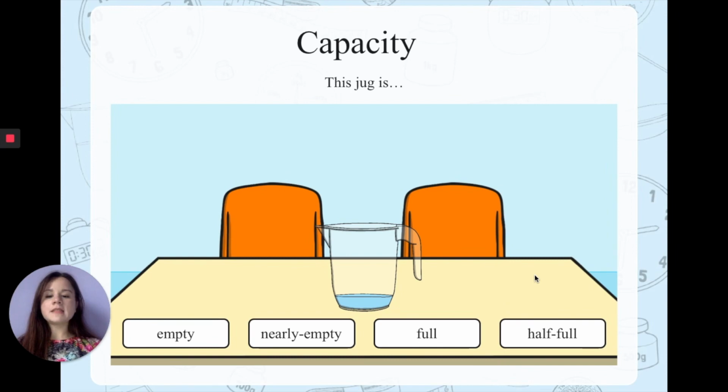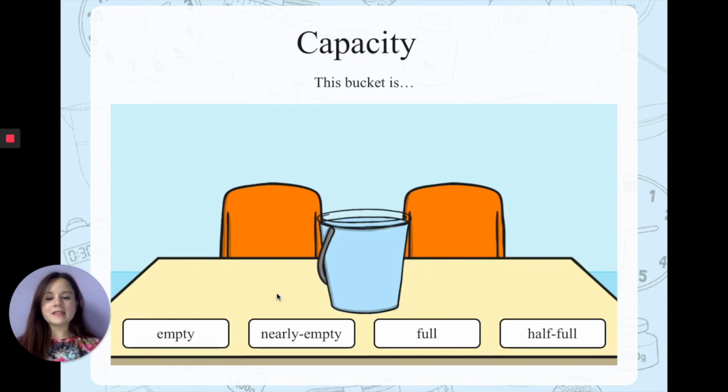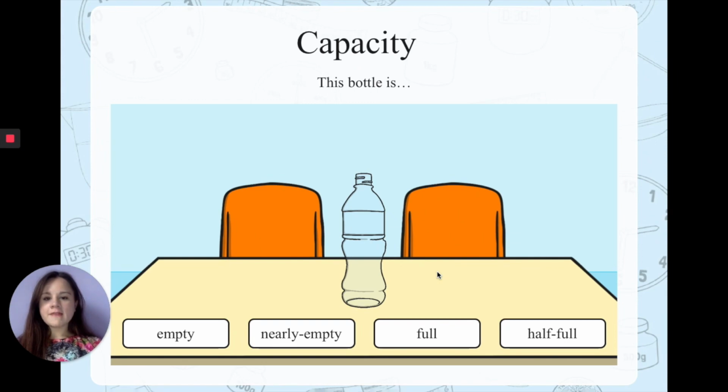The jug is empty, nearly empty, full or half full. Pause the video to tell your adult. The answer is this jug is nearly empty. Well done if you got that right. This bucket is empty, nearly empty, full or half full. Tell your adult. The answer is this bucket is full. Well done if you got that one right too. This bottle is empty, nearly empty, full or half full. The answer is empty. So we know it's empty because there is nothing inside.